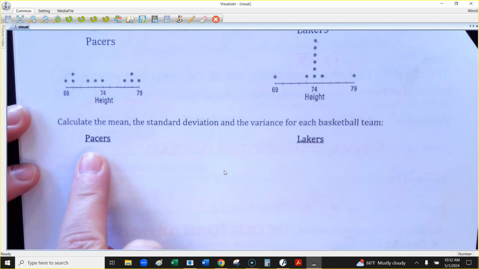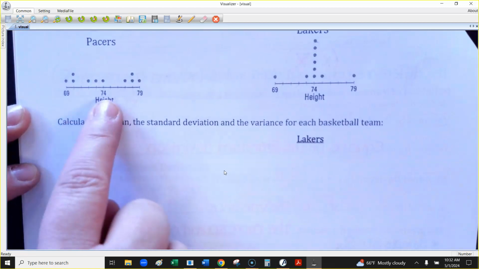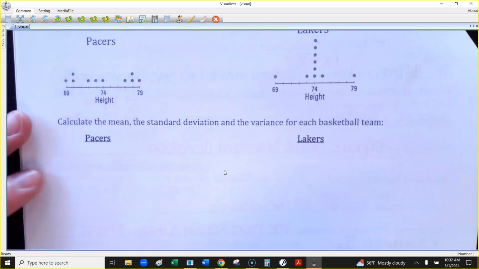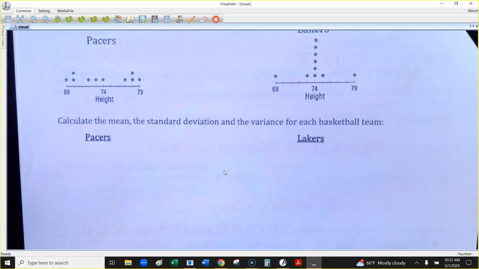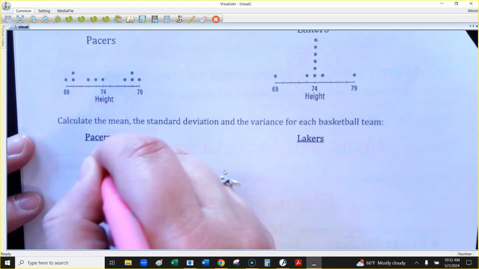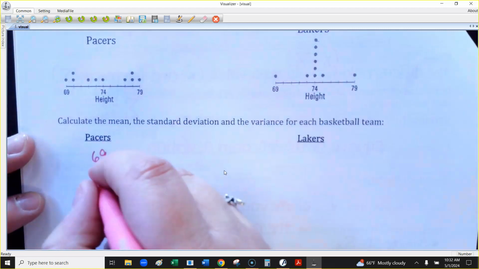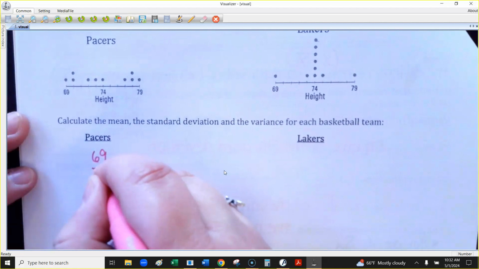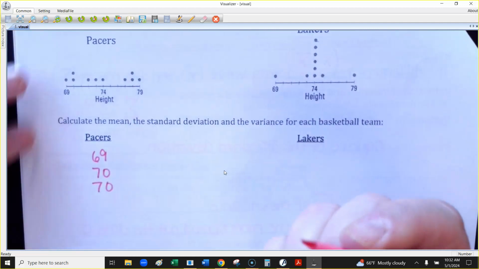All right, so because they don't list the heights, I'm going to take this dot plot and write down the heights that are given for these people. These are their height in inches. All right, so on the Pacers team, there's one person that's 69 inches, and then next to that there's 2 dots, so there's 2 people that are 70 inches.